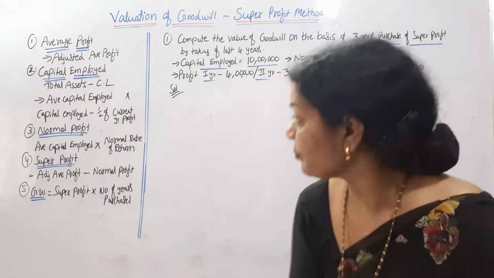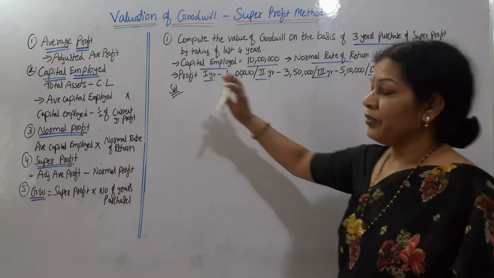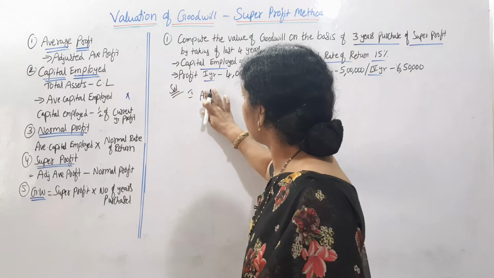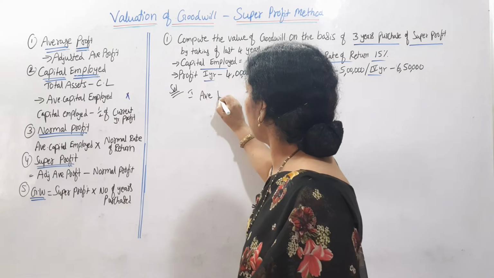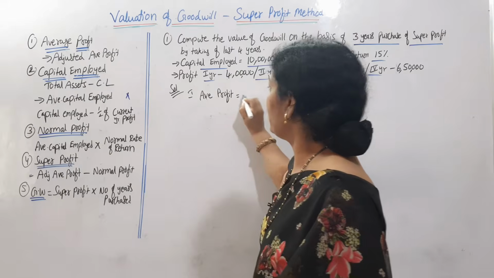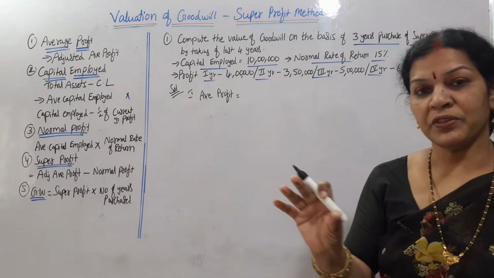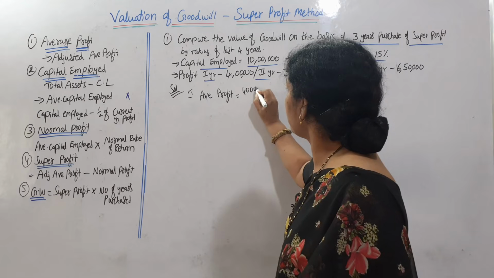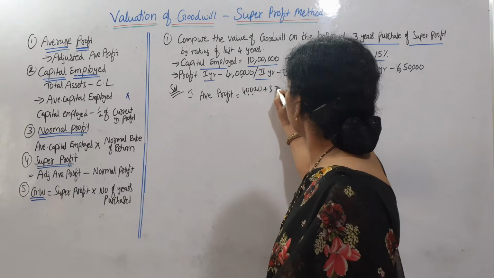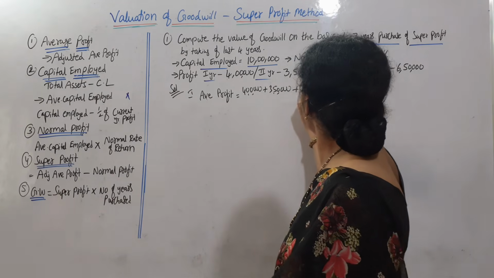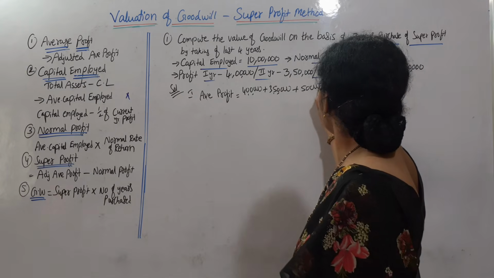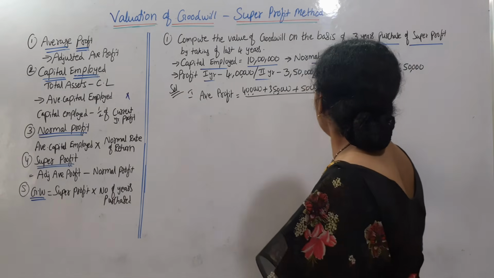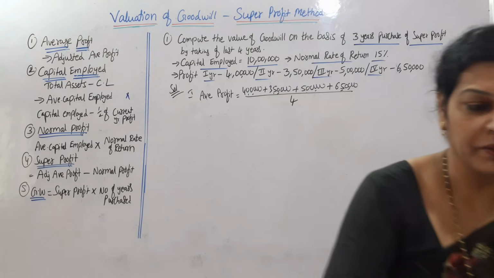Now here, first we need to calculate the average profit. Step number 1. How do you get average profit? All the profits divided by the number of years. So the profit of the first year is 4 lakh, second year 3,50,000, third year 5 lakh, plus 6,50,000, divided by 4. You will get the average profit.